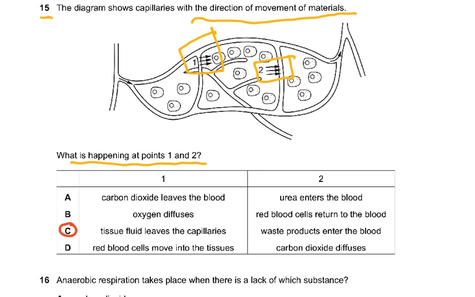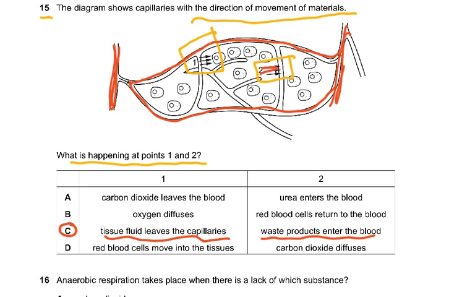So at 1 you can see this is the blood. These are the capillaries. This is the artery. This is the vein. And then these are the arteries, the capillaries connecting it. And in 1, something is leaving the blood and surrounding the cells of the body. So that is tissue fluid leaves the capillaries. And here what is happening? Waste products enter the blood at 2. You can see things are entering the blood. So waste products enter the blood. So that is why the answer was C.